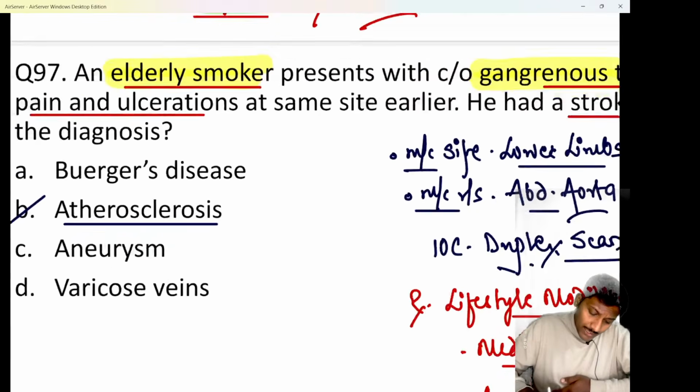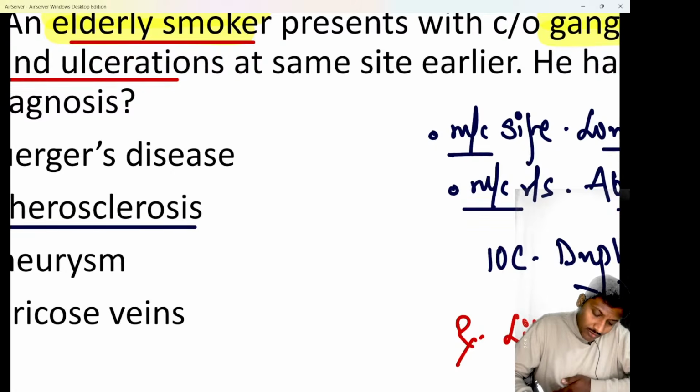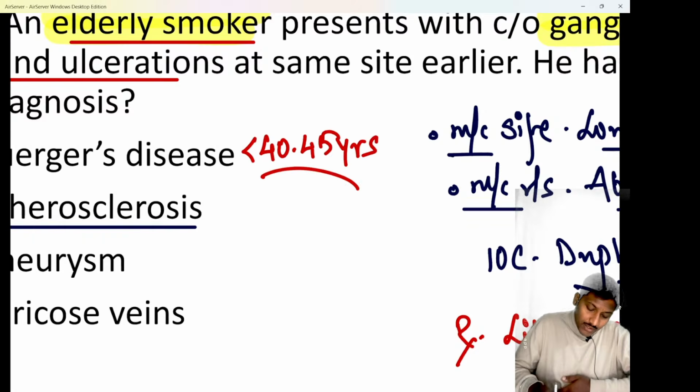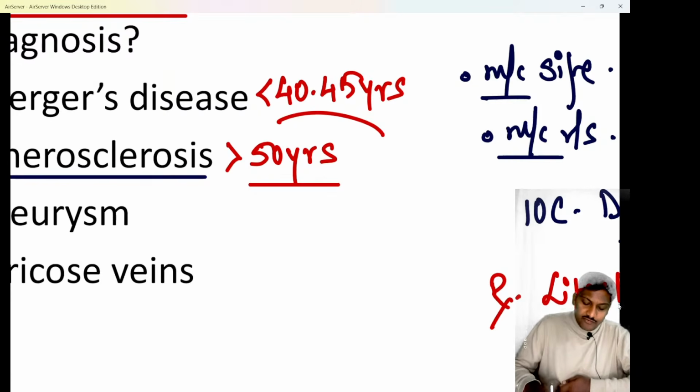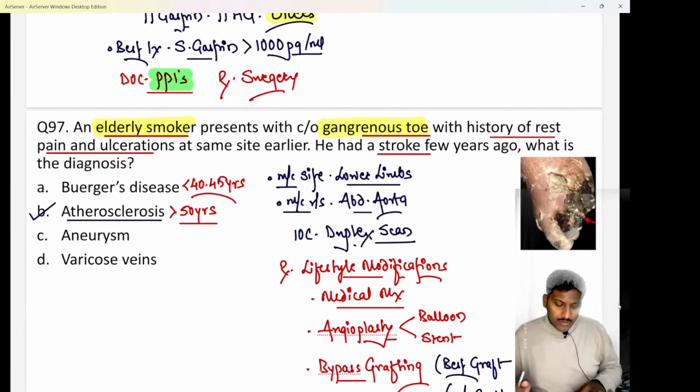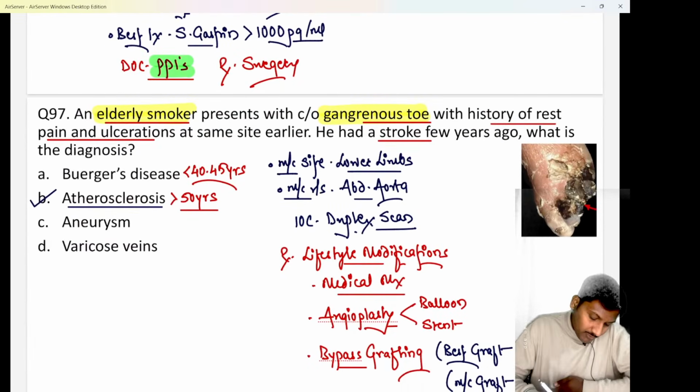But we know that Buerger's disease is always common in younger patients who are usually less than 40 to 45 years of age. So in younger patients less than 40 or 45, Buerger's disease is common, whereas atherosclerosis is more common in elderly patients more than 50 years of age. That is the basic and the most important difference between the two. So here, as they said, elderly smoker along with gangrene, think about atherosclerosis, which is the most common cause of gradual arterial obstruction.